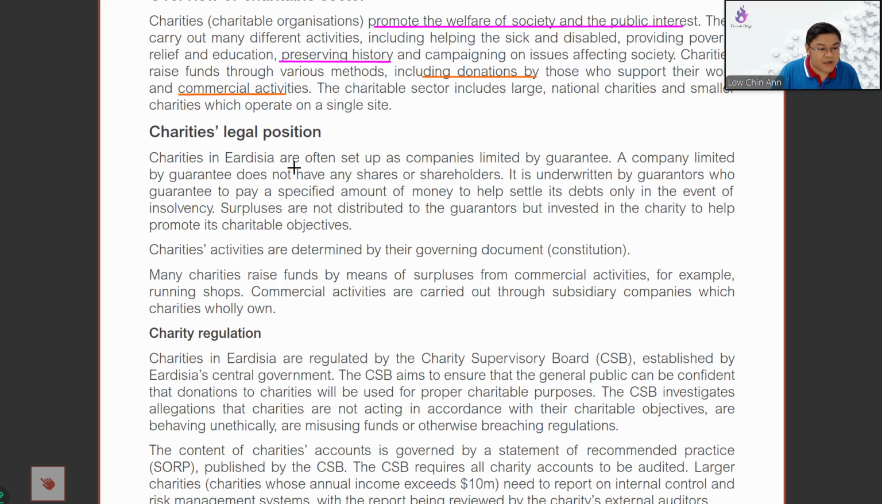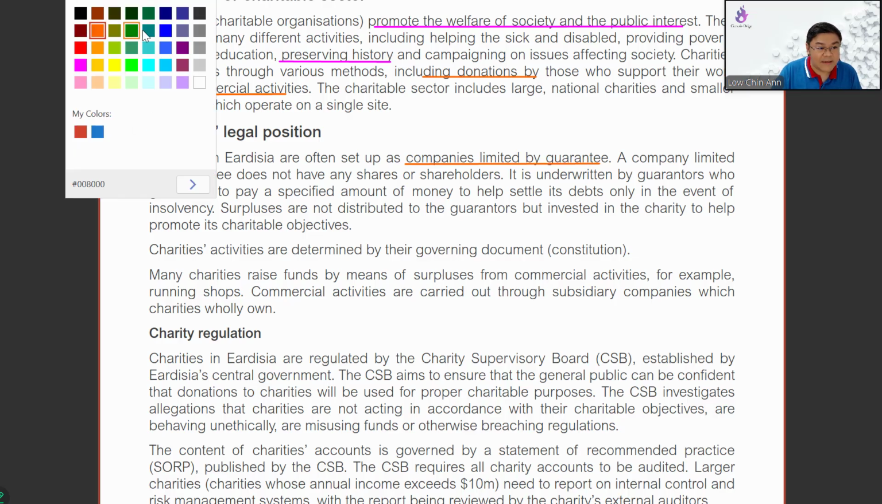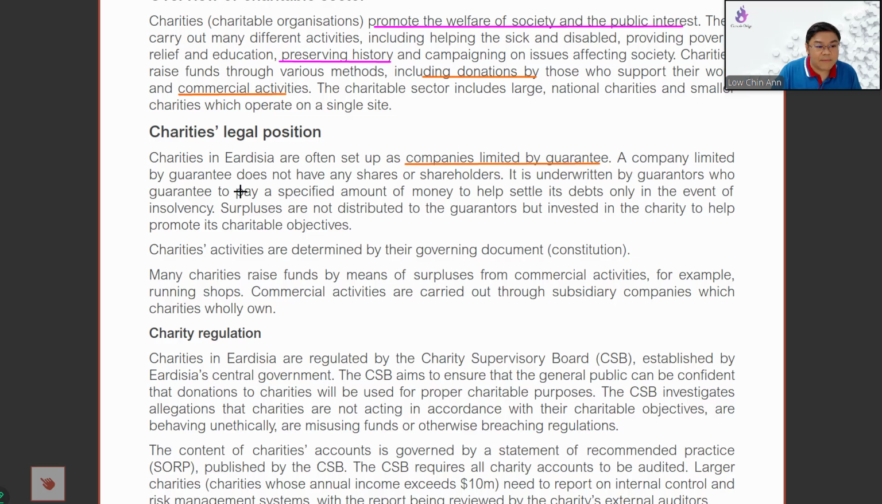Charities in Rhodesia are often set up as a company limited by guarantee. What exactly is that? If you read, they actually give you some idea. They say it's a company limited by guarantee, does not have any share or shareholder. They don't have shares, they don't have shareholders. They are underwritten by guarantors who guarantee to pay a specified amount of money to help settle the debts only in the event of insolvency.